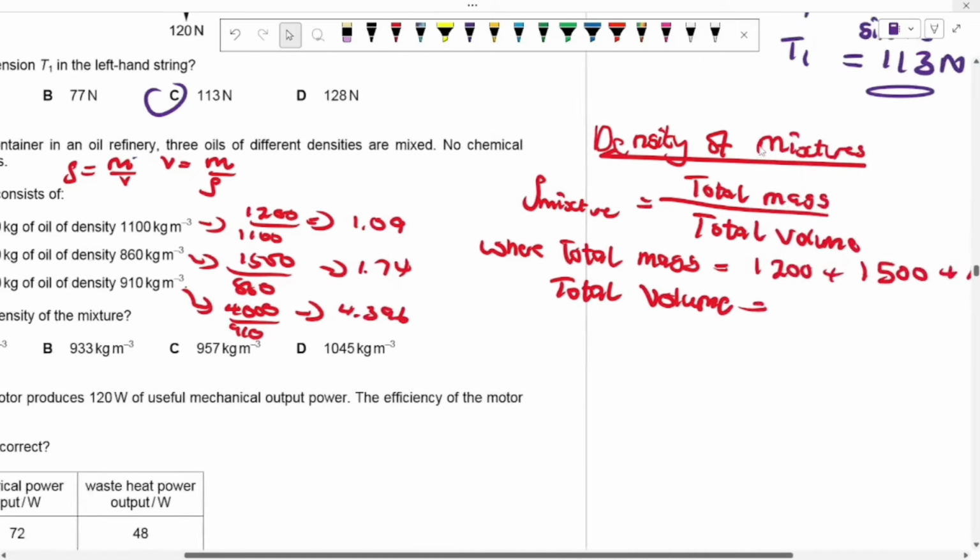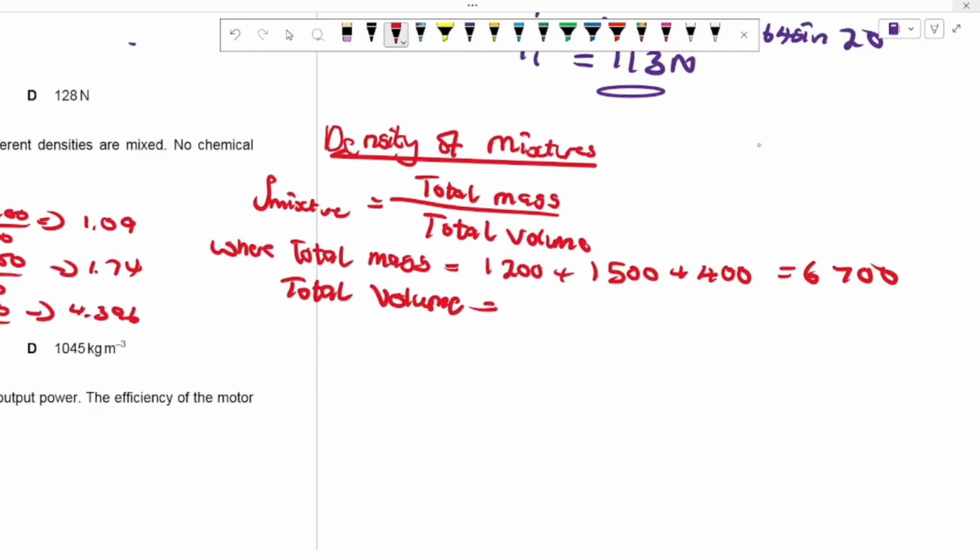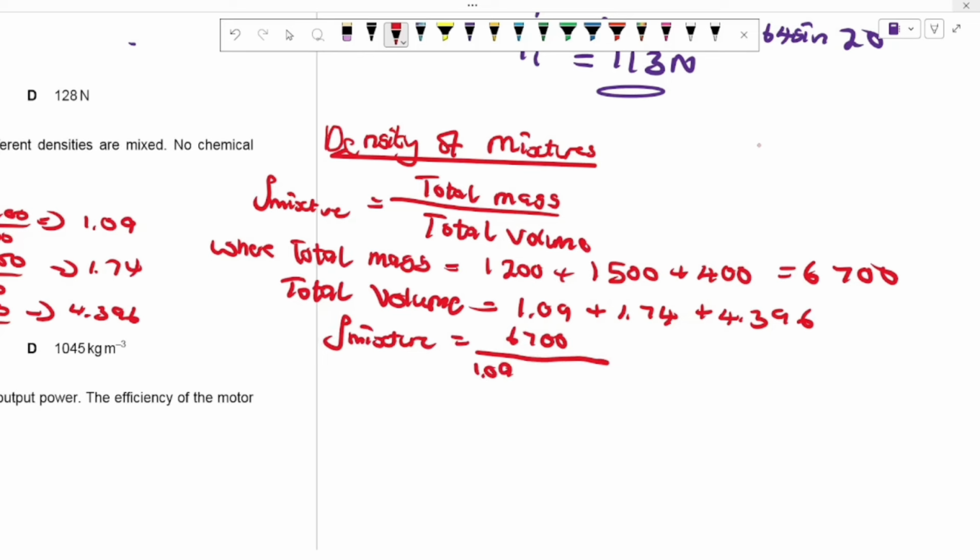So what does it tell me? If I just add these guys up, I get my total volume: 1.09 plus 1.74 plus 4.396. So it means that my density of mixture, guys, lock in, will be equal to 6,700 all over 1.09 plus 1.74 plus 4.396. That's just going to give me a density of 927.